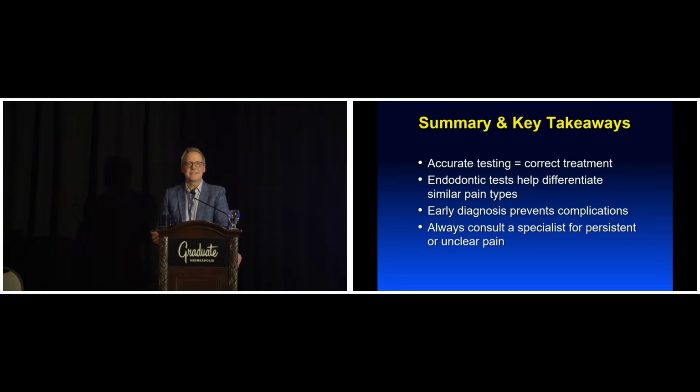So accurate testing leads to accurate diagnosis and the correct treatment. That's an important point that you've already heard. I want to reiterate that. These tests that we have can help differentiate odontogenic or tooth-related pain from non-odontogenic pain. Early diagnosis: the earlier we can treat dental infections, certainly, we can prevent pain, but also the prognosis goes up. If you don't treat a tooth that has an infection and the infection spreads to the bone, the prognosis for root canal treatment drops by about 20%. So once you know you have a toothache, it's better to get in early rather than waiting until something makes it worse. And then always consult a specialist if you have persistent or unclear sources for your pain.